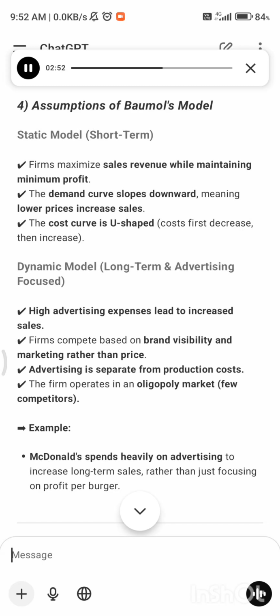Dynamic model, long-term and advertising focused. High advertising expenses lead to increased sales. Firms compete based on brand visibility and marketing rather than price. Advertising is separate from production costs. The firm operates in an oligopoly market, few competitors. Example, McDonald's spends heavily on advertising to increase long-term sales, rather than just focusing on profit per burger.